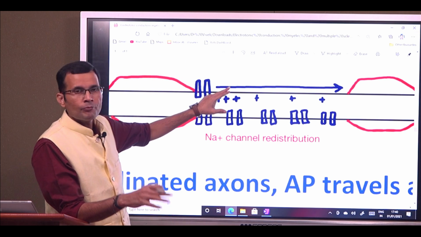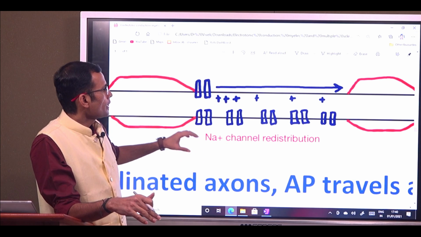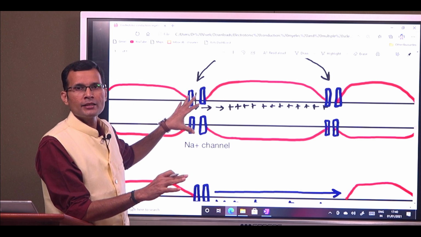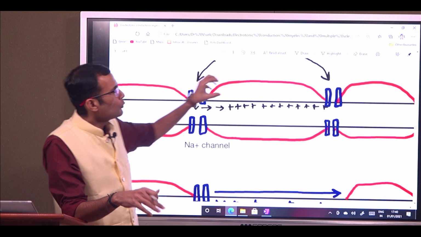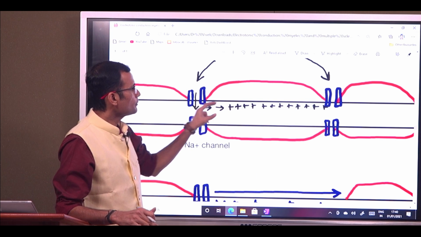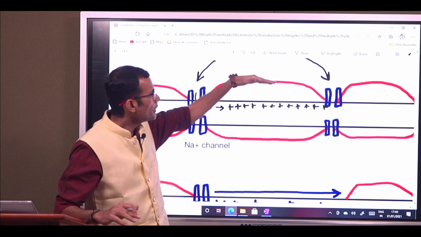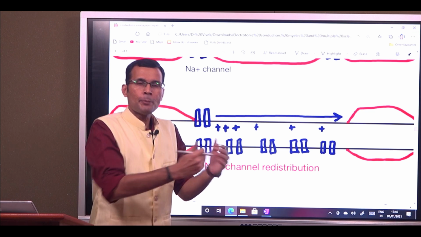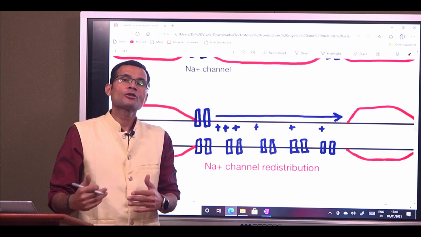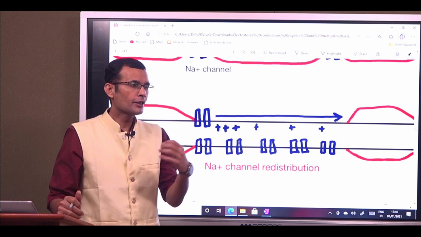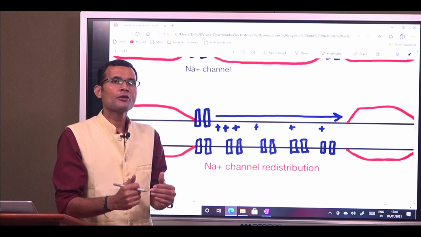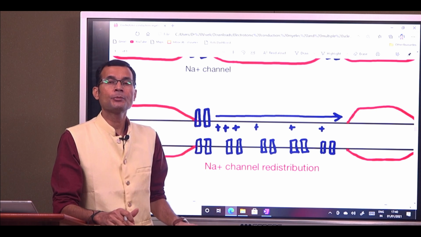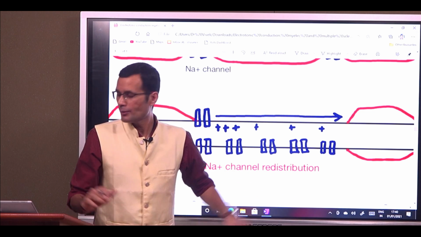However, we can see in the same diagram, as we have mentioned, that the sodium channels, the NaV 1.6, are located only at the nodes, and there are no sodium channels beneath the myelin sheath. Over a period of time, consider a case of multiple sclerosis where the manifestations of conduction block have appeared. But over a period of time, the sodium channels will get redistributed.